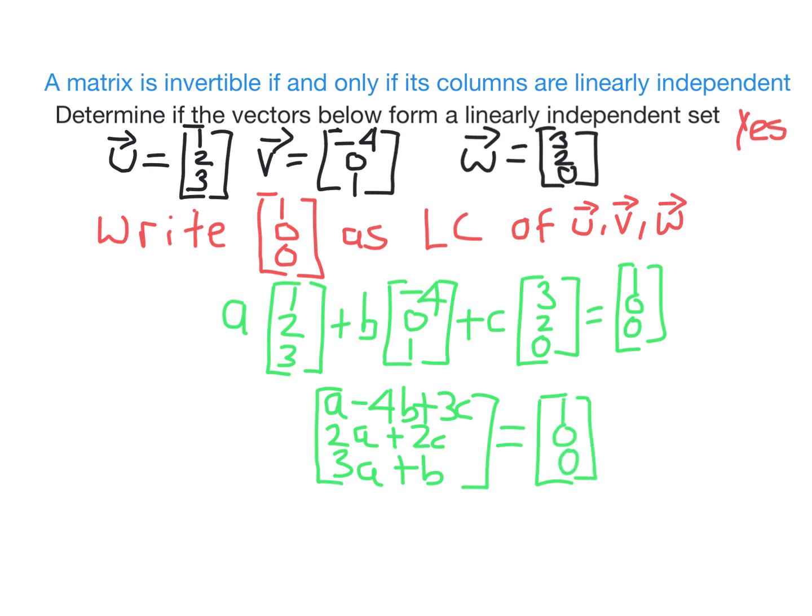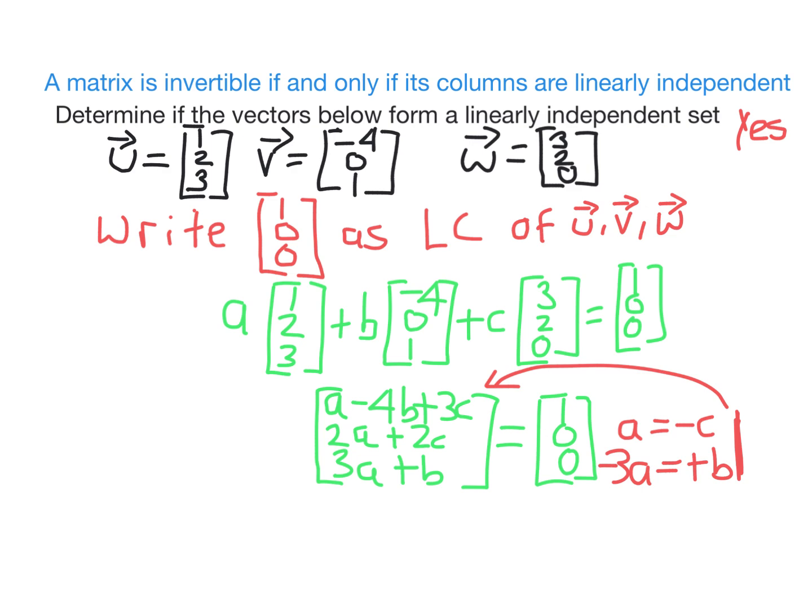So let's look at the second and third components because they're a bit easier to work with. If 2A plus 2C equals 0, that means 2A equals -2C, so A equals -C. From the third equation, we have 3A equals -B, or B equals -3A. We can take each of these two and substitute them into this equation here.